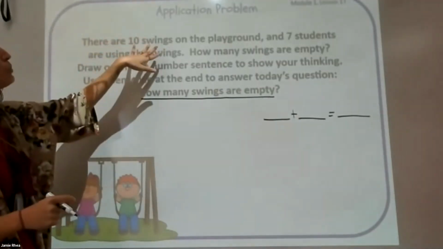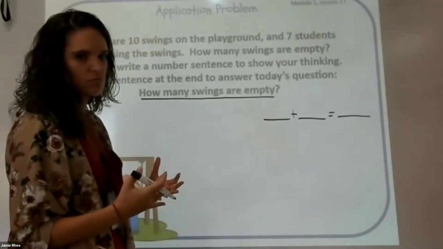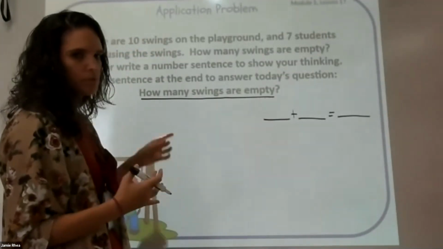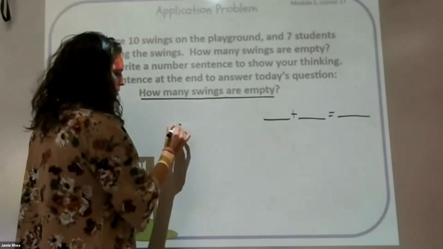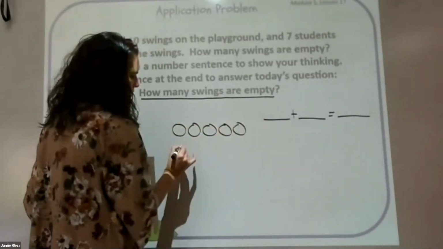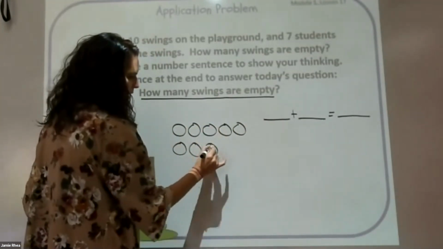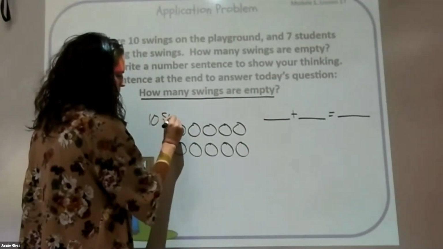There are 10 swings on the playground. Does that give me information I can use? Absolutely, it tells me there are 10 swings. So I'm going to draw 10 swings. 1, 2, 3, 4, 5, 6, 7, 8, 9, 10. There are 10 swings.